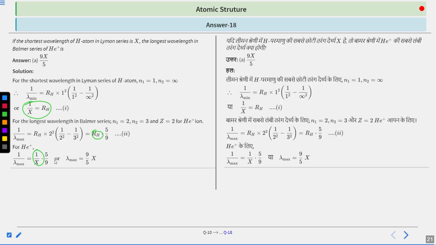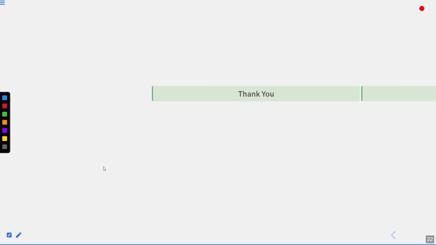But what we have to find is the wavelength. Putting 1 by x in terms of R_H, we will get lambda max equals 9 by 5 of x. So this is your correct answer, which is option A. With this, we have practiced all the questions from 10 to 18. Thank you.